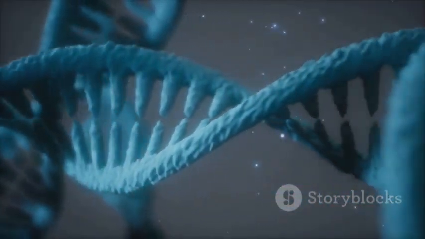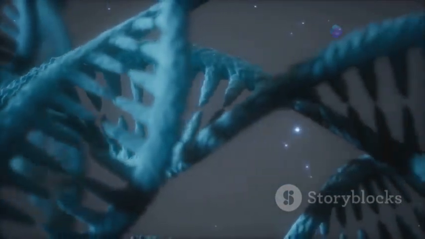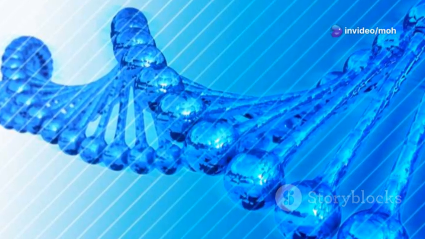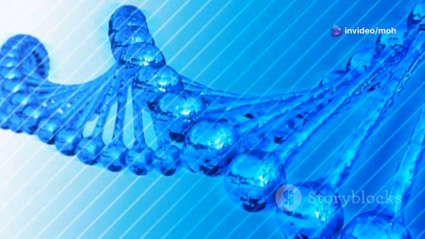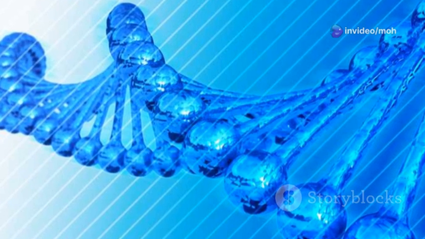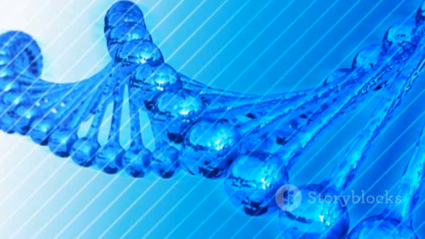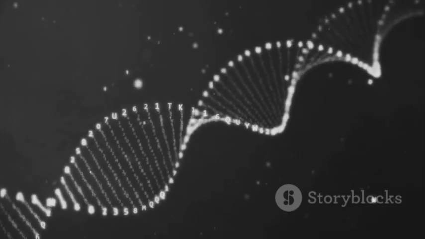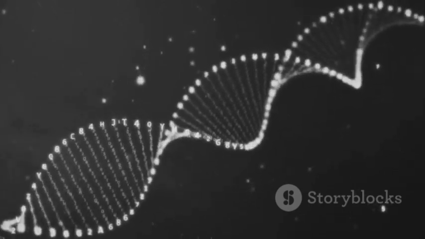DNA is a polymer, a large molecule made up of repeating units called nucleotides. Each nucleotide consists of a sugar molecule, a phosphate group, and one of the 4 nitrogenous bases: adenine, thymine, guanine, or cytosine. The sequence of these bases determines the genetic code. This code provides the instructions for building and maintaining an organism. It's like a language that cells understand.